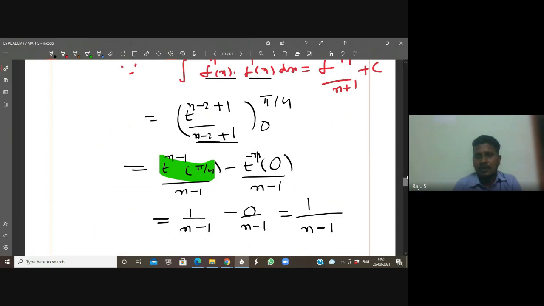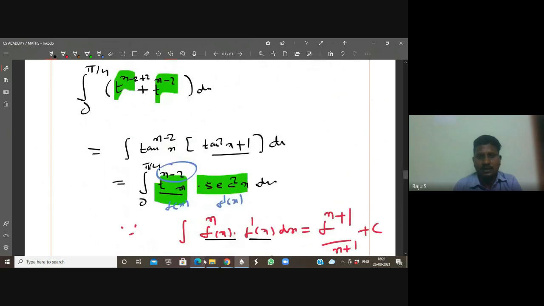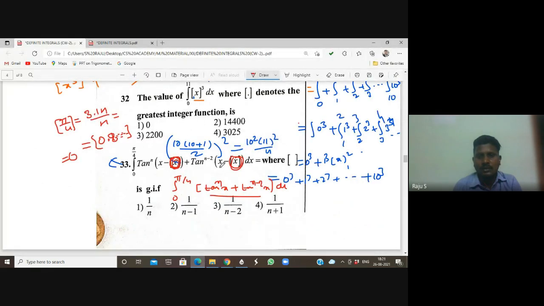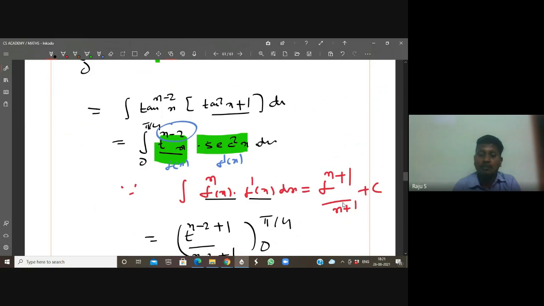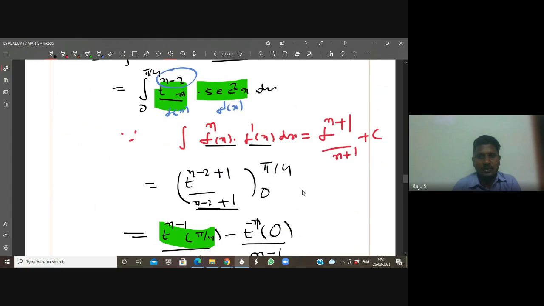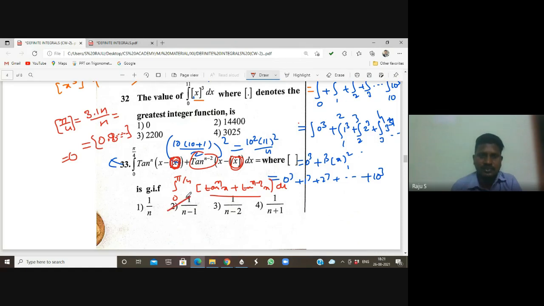So what we have done here: the greatest integer value is clearly 0 only. Then tan power n x plus tan power n minus 2 x, take tan power n minus 2 outside. Then 1 plus tan square is secant square. So it is in the form of f power n f dash of x, giving f power n plus 1 by n plus 1. So n minus 2 plus 1 by n minus 2 plus 1. Substitute upper limit minus lower limit, you will get the answer. Got it? So 1 by n minus 1 is the correct answer. Second option.